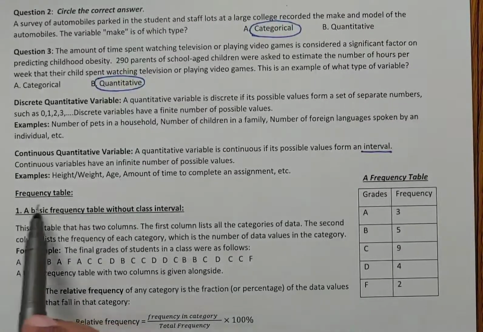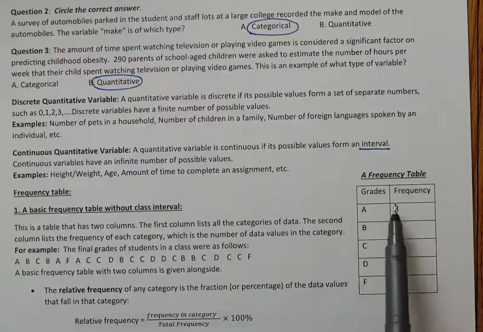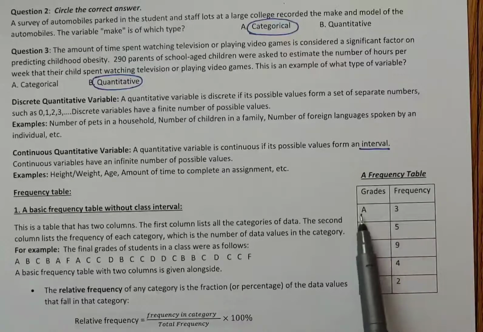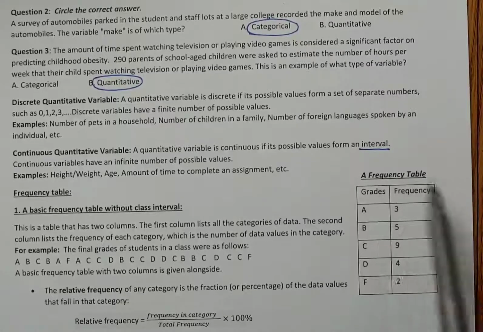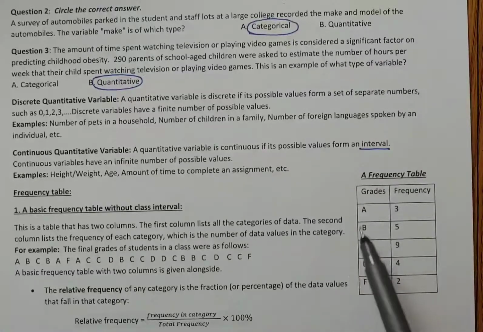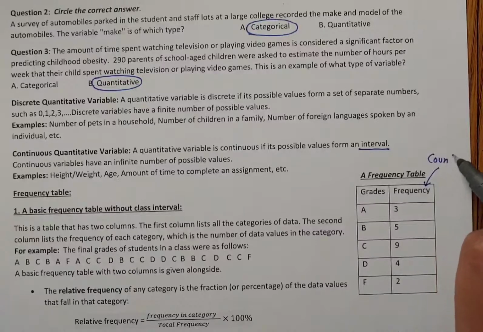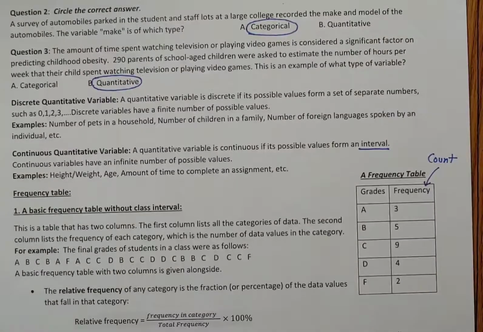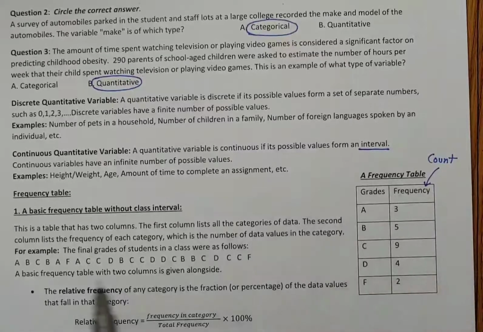Okay, now frequency table. A frequency table looks like this. We have the grades, and how many students got an A: 3 got A, 5 got B, 9 got C, 4 got D, and 2 got F. So this type of table is a frequency table, where it gives the count. Frequency is the count. How many students got these grades? We are counting the number of students for those grades. So that is a basic frequency table.